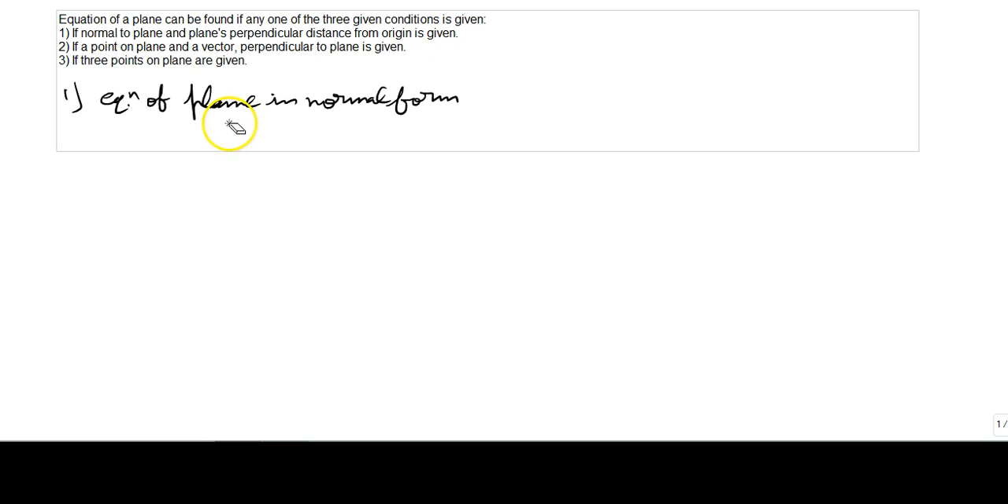First I will take what is called equation of a plane in normal form. So I am just going to take the first one, that is equation of plane in normal form. This is what we are going to take today. Okay, so equation of plane.